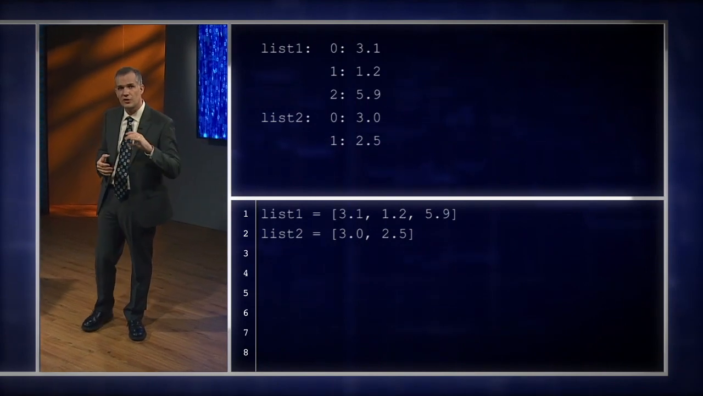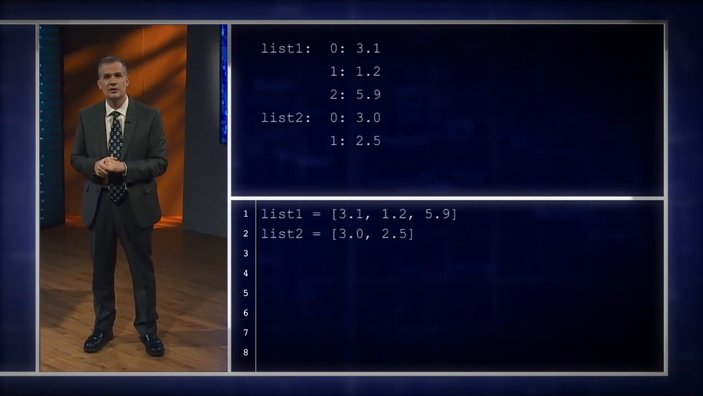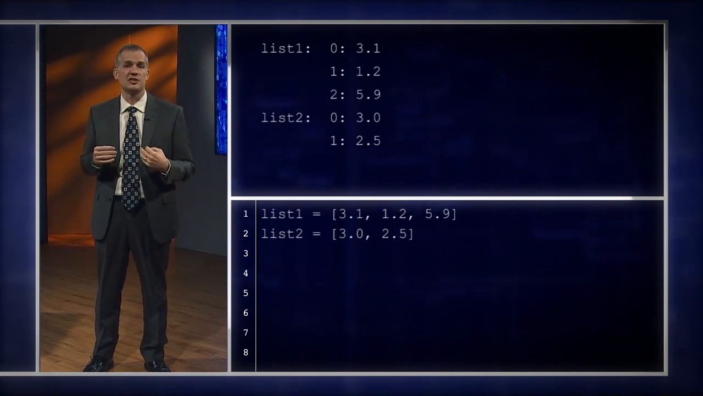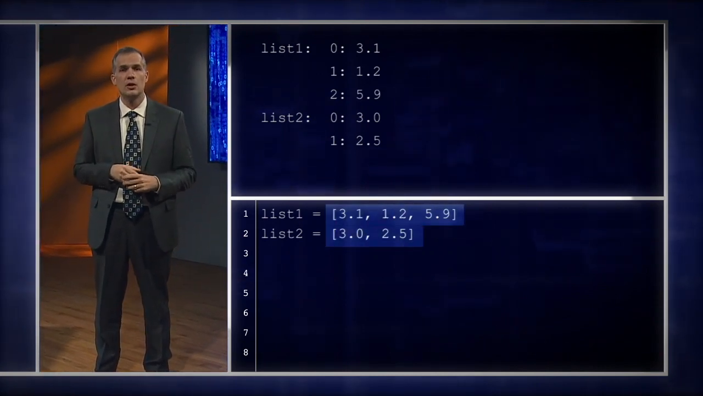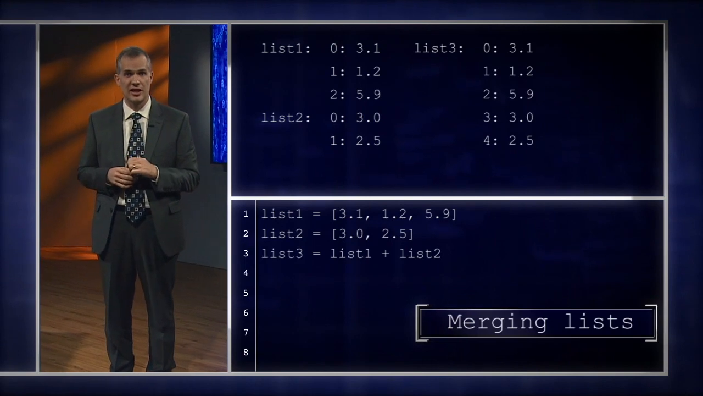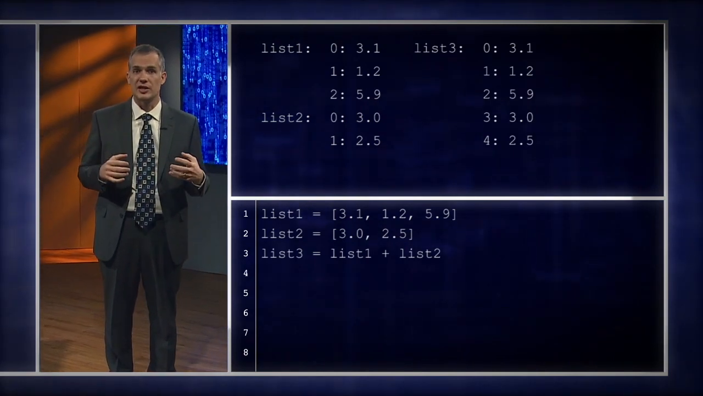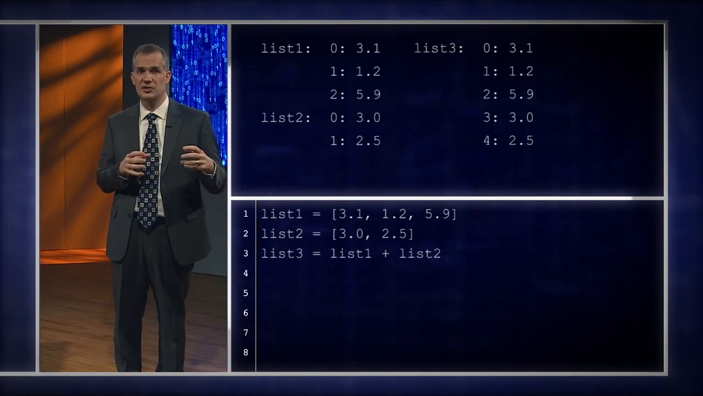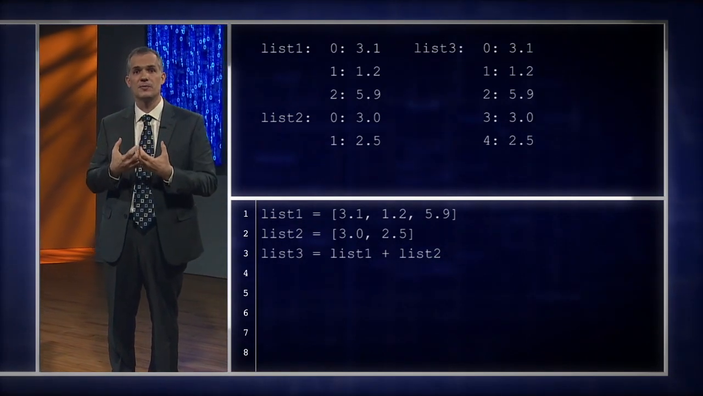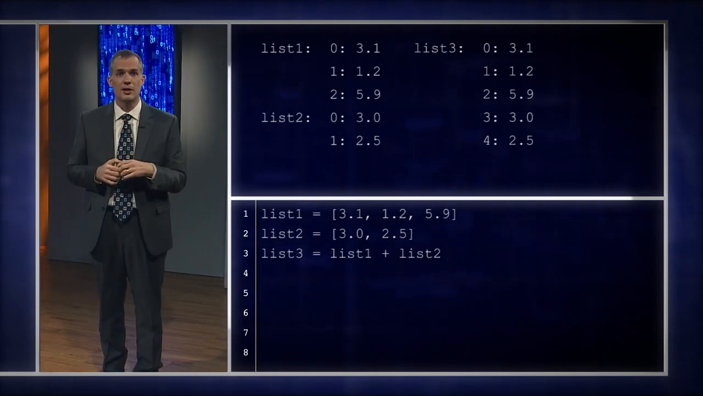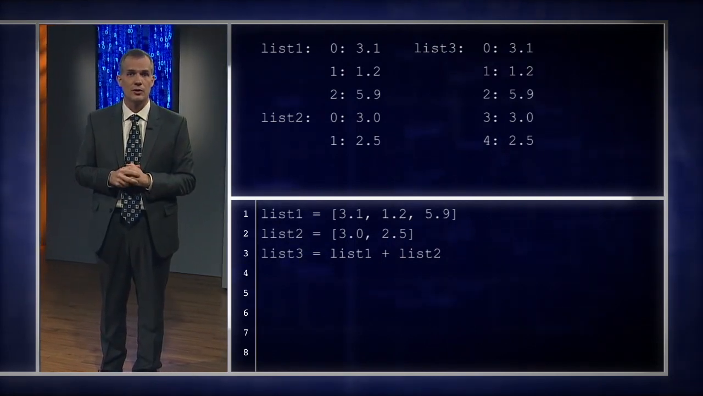First, let's look at another way to build up lists of elements. We've seen how we can create lists by separating items with commas, like you see here. Well, we can also merge lists together by using the addition operation. This creates a new list by taking all the elements in the first list and then appending on those from the second list. In this case, we create list 3 by adding lists 1 and 2 together.